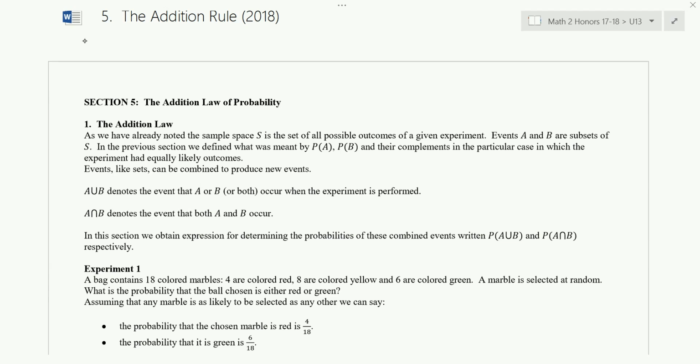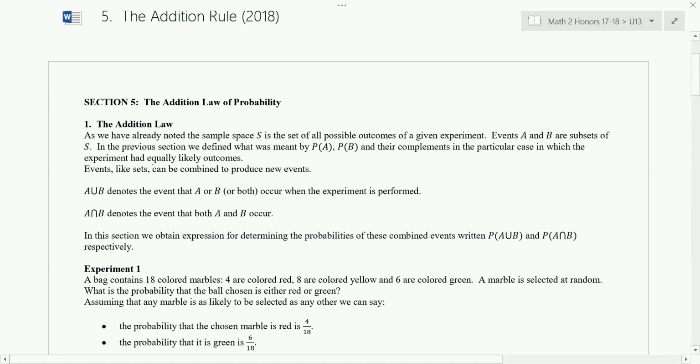So I'm going to read through this first, and you can read along. So the addition law, as we have already noted, the sample space is the set of all possible outcomes of a given experiment, and we defined that in the last section. Events A and B are subsets of S, so an event is a subset of your sample space. In the previous section, we defined what was meant by P of A and P of B. That's notation for probability, and they're complements in the particular case in which the experiment had equally likely outcomes.